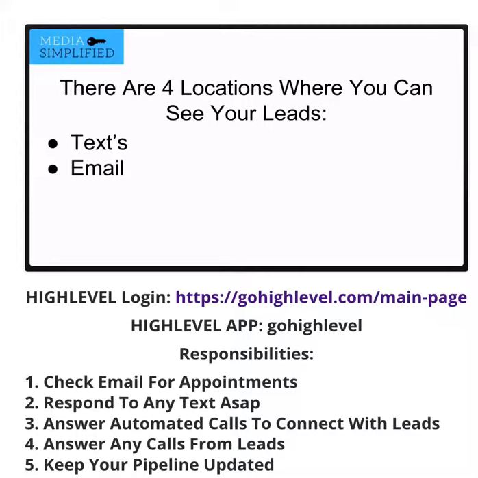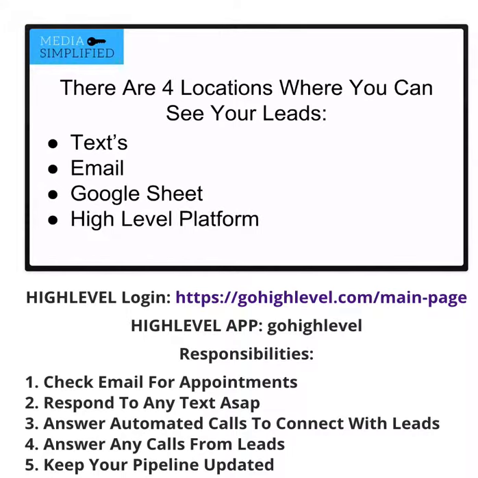The second spot you will be getting the lead information is in email. And the third will be in a Google Sheet, and the fourth will be the high-level platform. Now, the only 2 important ones to check on a regular basis are the email and the high-level platform. The high-level platform is our automated follow-up and sales system. The Google Sheet and the text are more for you just to see that you're getting the leads and to have a place to refer to if you need to see a complete list of all of your leads put together. But the ones you want to be checking on a regular basis are the email and the high-level platform.